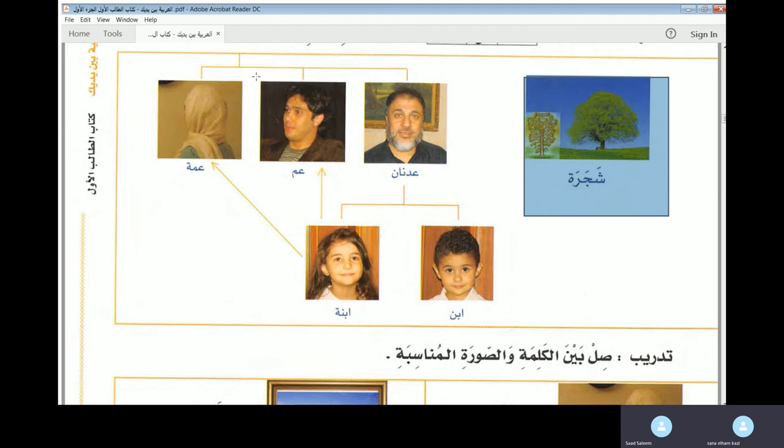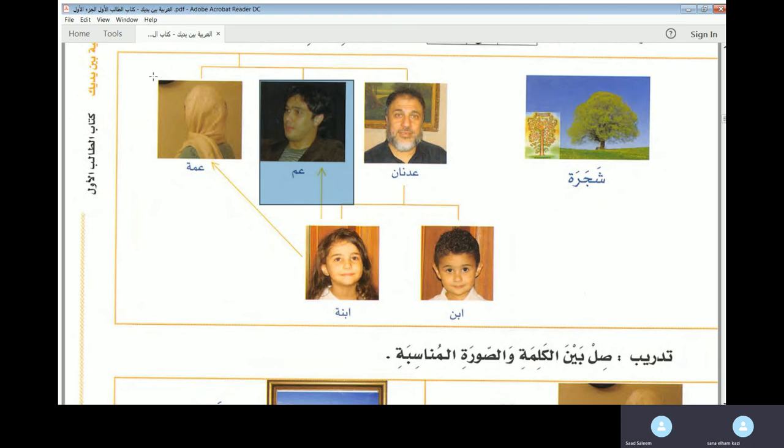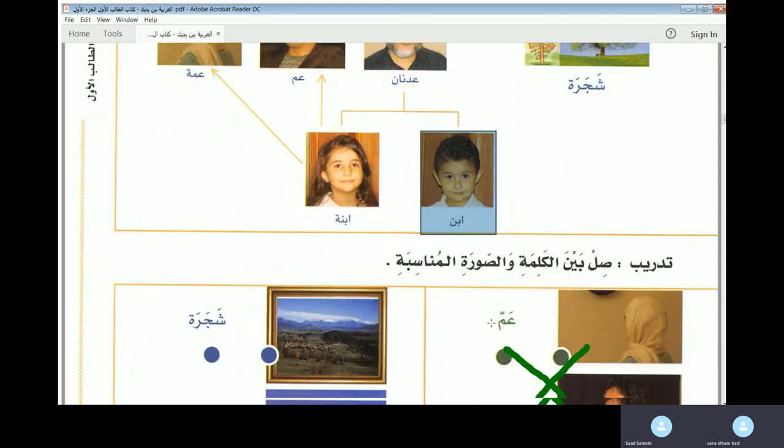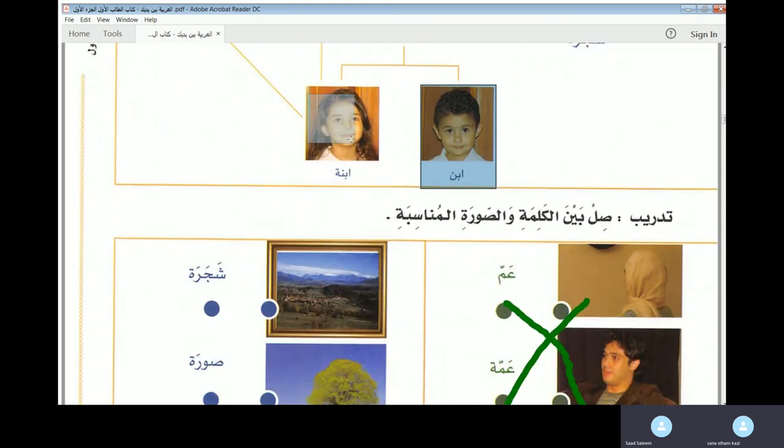So shajara is the tree. Am and ammatun: am means uncle, amma means auntie. Ibn and ibnatun are son and daughter.